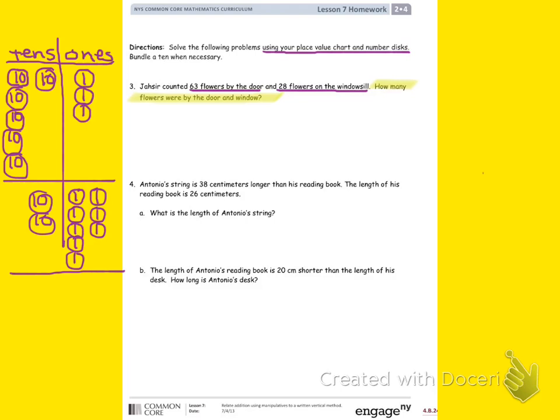So I need to add the 3 ones and the 8 ones. I know that there are 8 on the bottom, so I'll start with 8 and count up. 8, 9, 10, 11. 11 is written with 1 one and 1 ten. Now count my tens. I know that there are 6 on the top and 2 on the bottom, so I'll start with 6, 7, 8, and this one right here, 9.